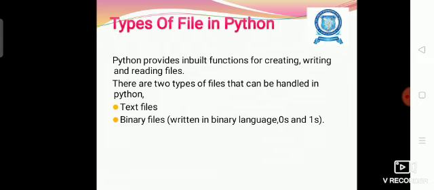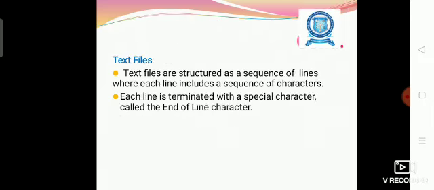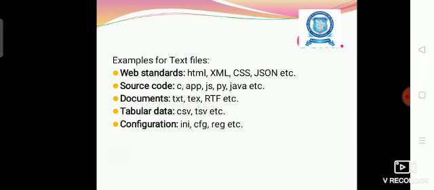There are two types of files that can be handled by Python. The first one is text files, the second one is binary files. Binary files have only zeros and ones format. Text files are structured as a sequence of lines, where each line includes a sequence of characters. Each line is terminated with a special character called the end of line character.